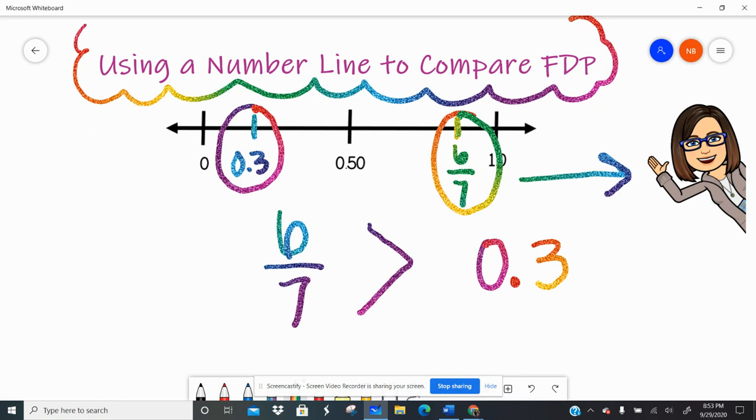So we can use number lines to help us estimate where we think a fraction, decimal, or percent would be, using our markers of 0, half, and then 1 whole, right? So just a strategy to think about as you're practicing putting fractions, decimals, and percents on number lines.